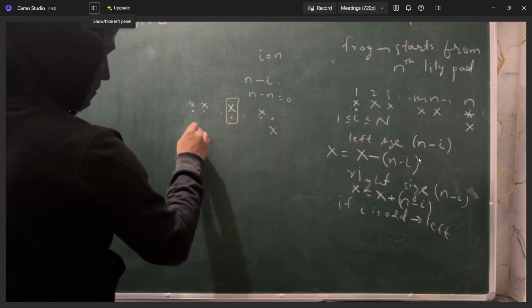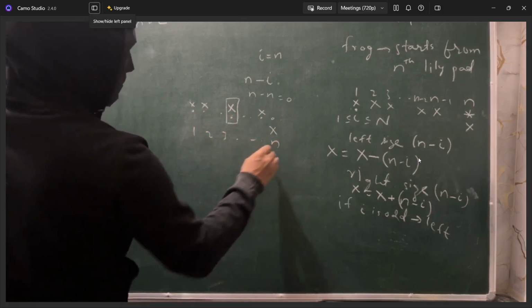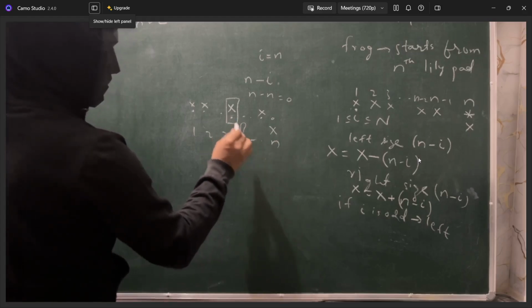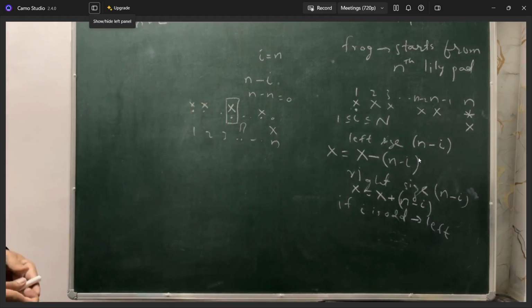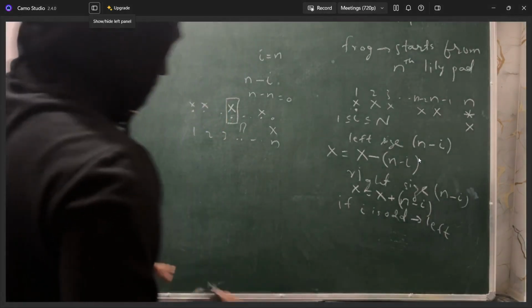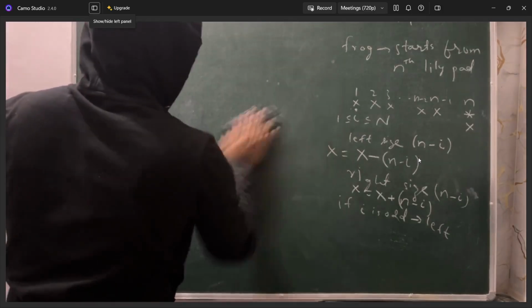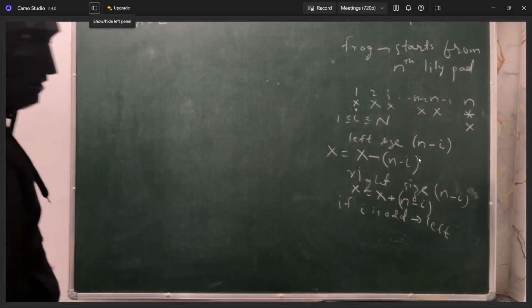So if you consider this as one-based indexing up till n, what is the position of the frog in the final place that they're asking? So this is the problem statement, and let's try to understand some of the examples.